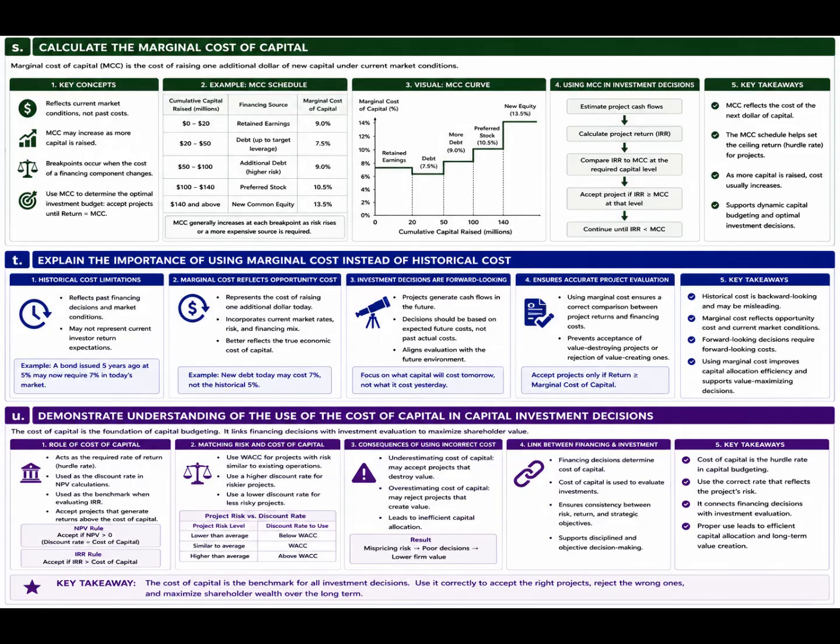Cost of capital links financing decisions with investment evaluation. It ensures alignment between risk, return, and strategic objectives. Proper application promotes efficient capital allocation and long-term value creation.